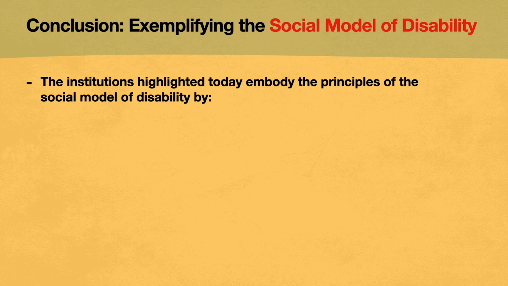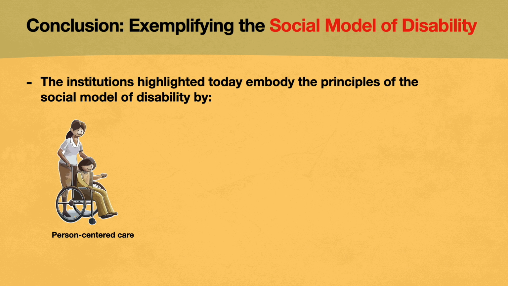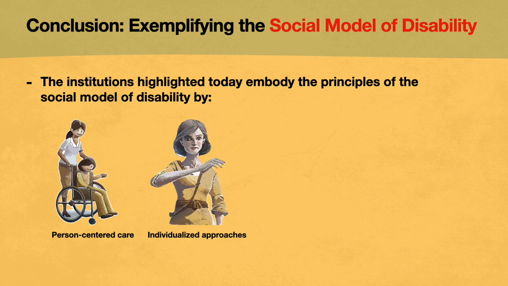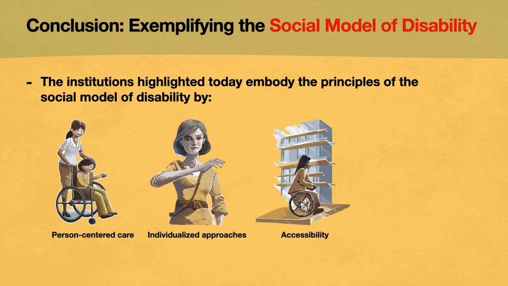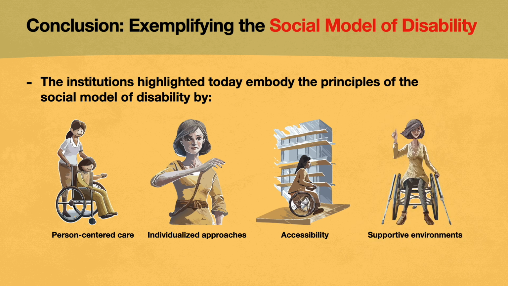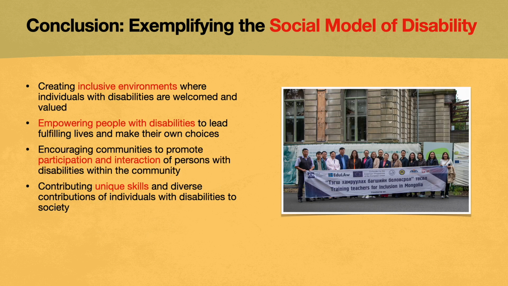These institutions illustrate the principles of the social model of disability. They emphasize person-centered care, personalized approaches, accessibility, supportive environments, and a need for staff training and awareness. In this way, they create inclusive environments that empower persons with disabilities to lead fulfilling lives, engage with their communities, and contribute their unique skills and perspectives.